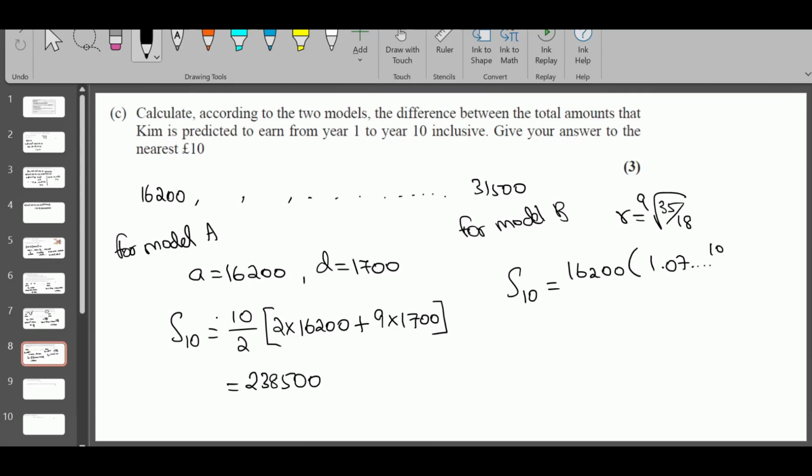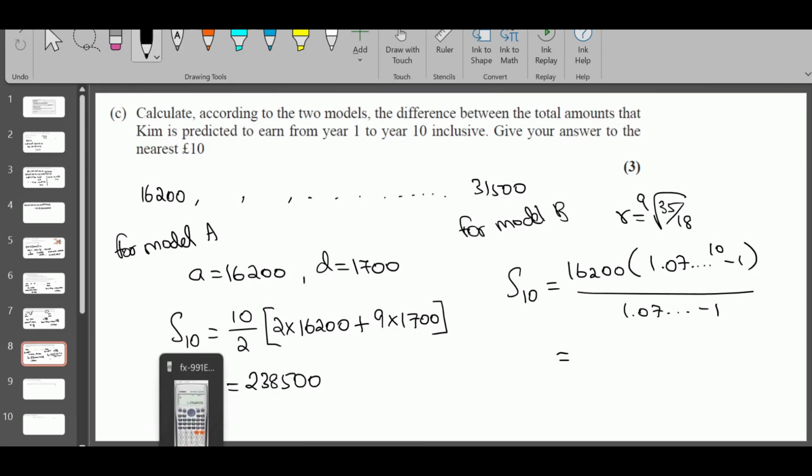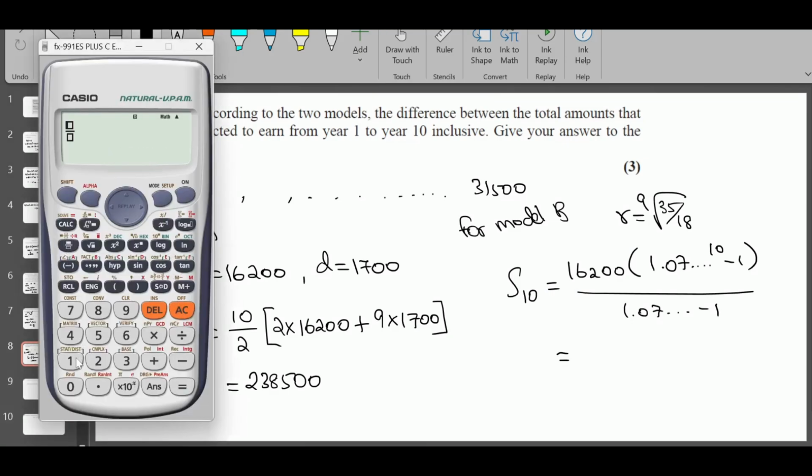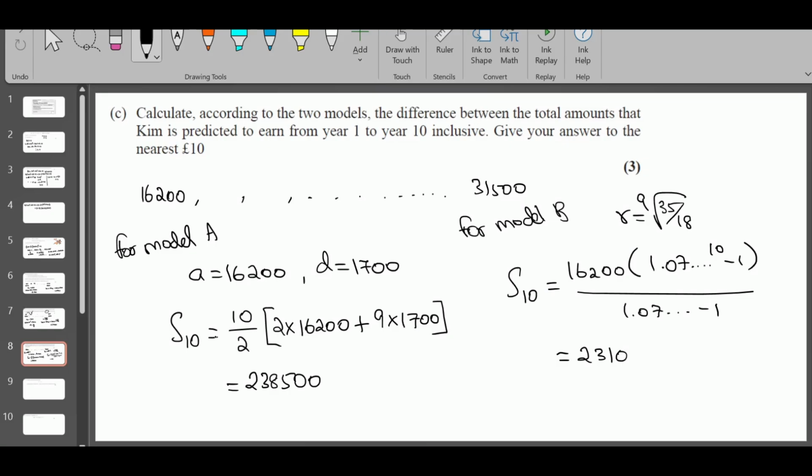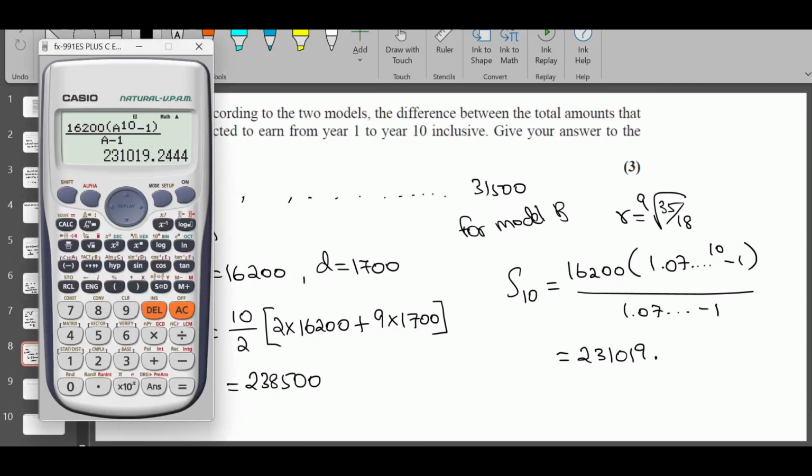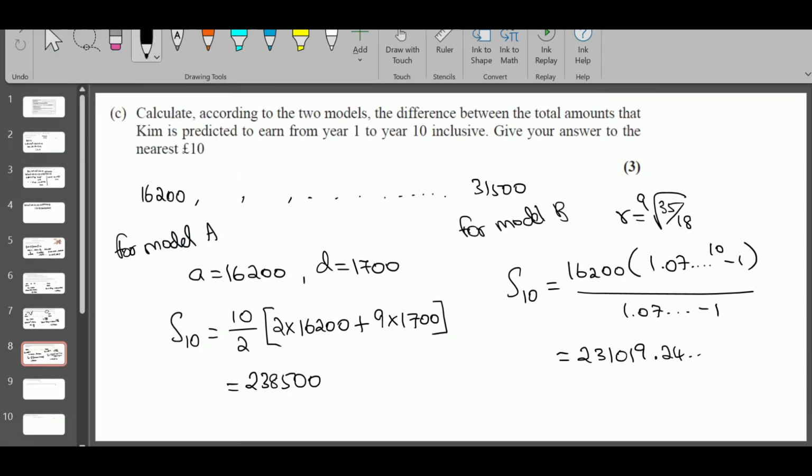1.07 dot dot dot forward 10 minus 1 divided by R minus 1. You will get this value and find the difference. 16,200 times R, I stored it as A, R power 10 minus 1 divided by R minus 1. 231019 point. I'm not going to round the figure. We will round the figure at the end.